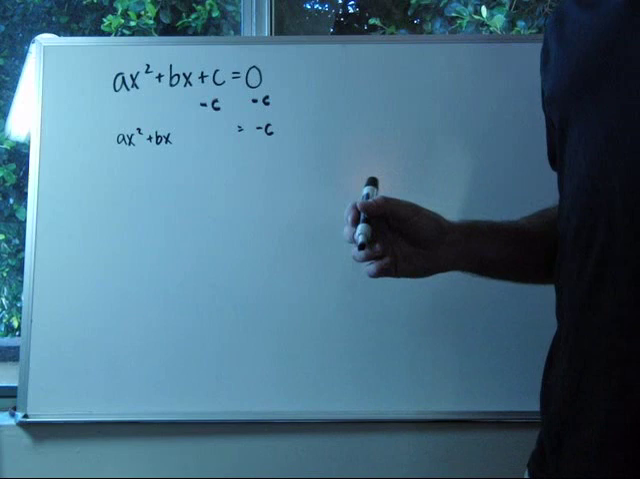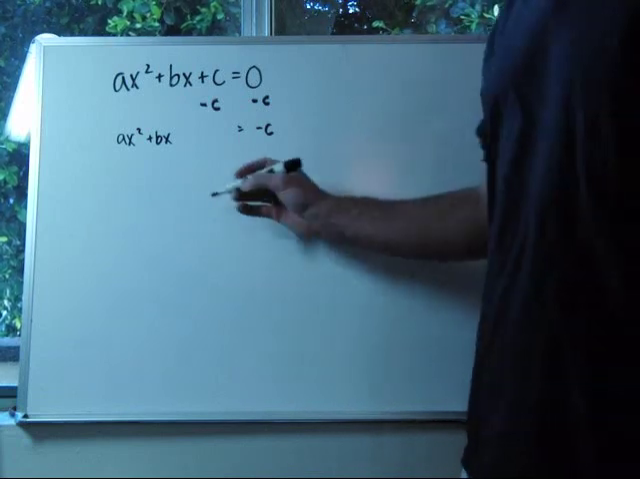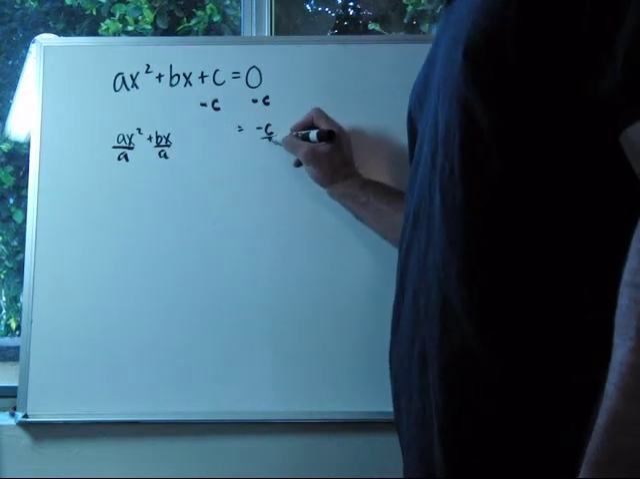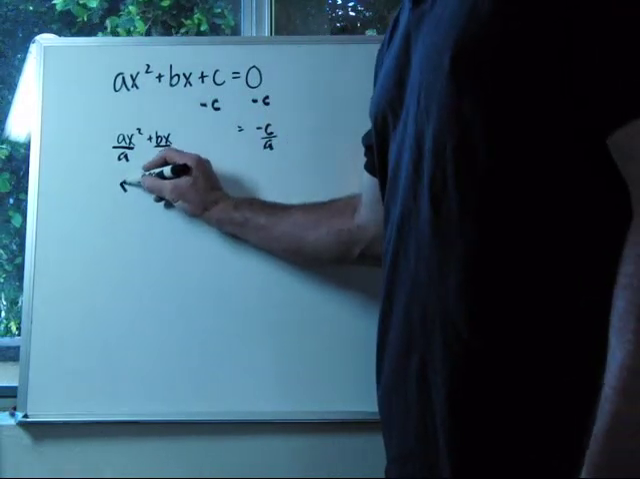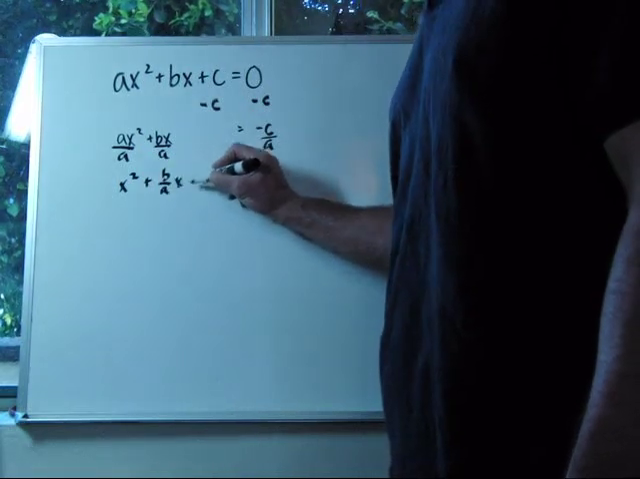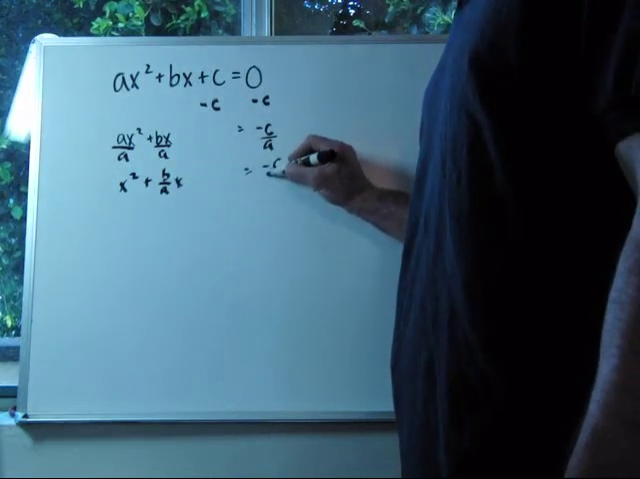Second step is we got to get rid of a. We got to divide by a. So I'm going to divide by a here, by a here, and by a here. So now I have x squared plus b over a times x equals negative c over a.